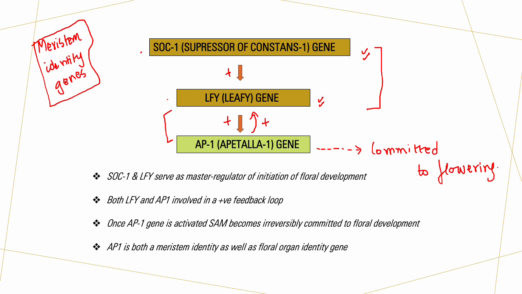Moving ahead, AP1 is both a meristem identity gene as well as a floral organ identity gene. So please remember, AP1 is a special connection. You will see that the AP1 name appears as both a meristem identity gene as well as an organ identity gene, which I will be discussing in the second half.